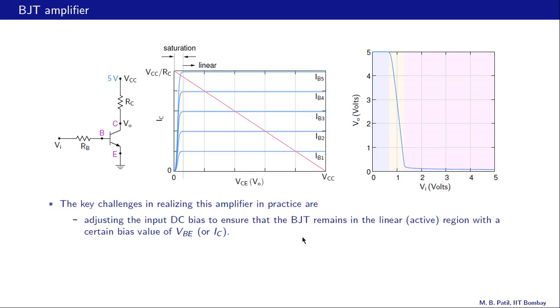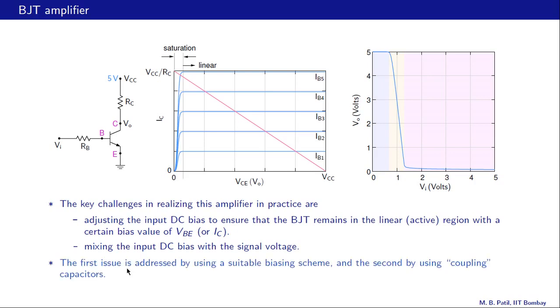That's one challenge. Second, mixing the input DC bias with the signal voltage. So we have two components to the input voltage. One is this DC bias, which we want to be at the center of this region, and on top of that we want to have the input voltage. How do you mix these two input components, DC and AC, or DC and signal in general?